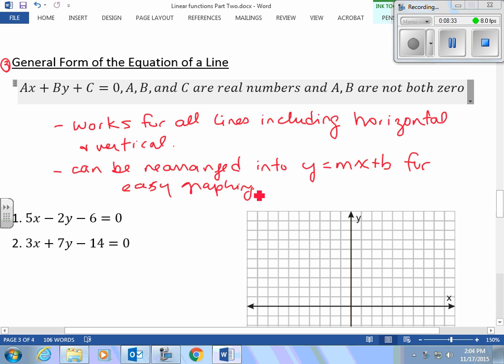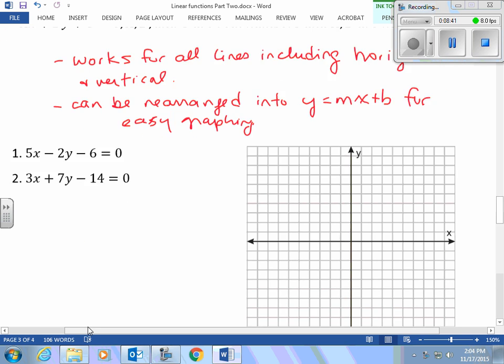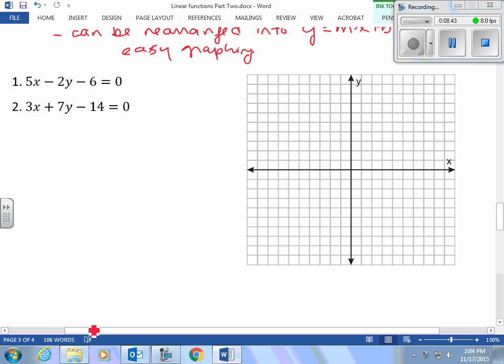Okay, so if I look at this first example, example 1, I've got 5x minus 2y minus 6 equals 0. So I'm going to rearrange that into y equals mx plus b format. I'll leave that negative 2y on the left side of the equal sign. I'll subtract 5x from both sides and add 6. So I've got negative 2y equals negative 5x plus 6. I want to get 1y, so I'll divide everything by negative 2.